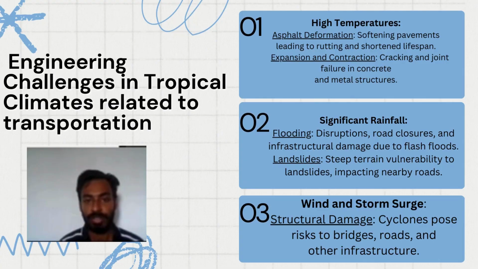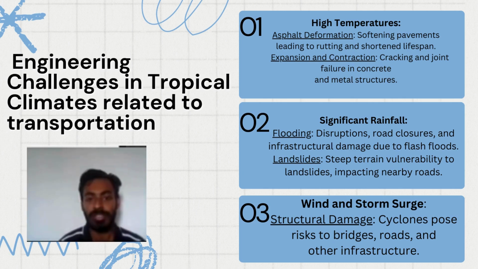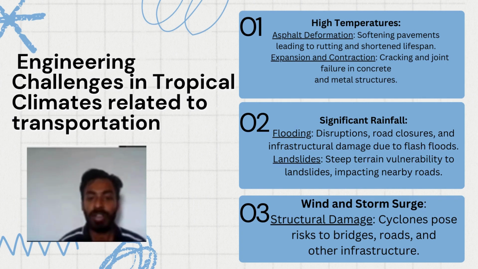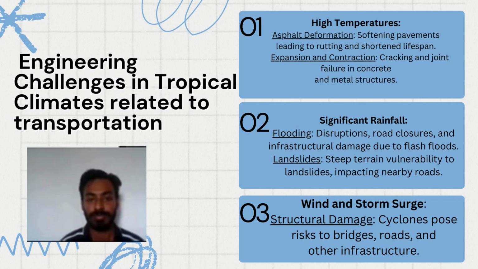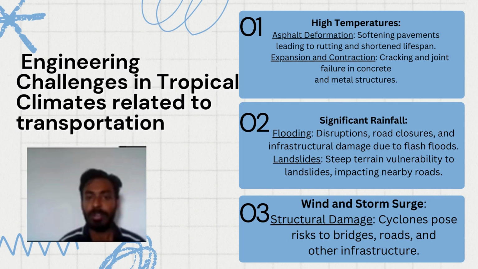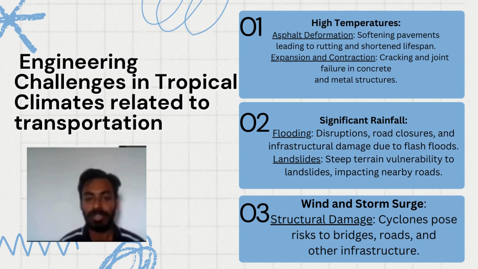The assignment is transportation engineering challenges in tropical climate. The main issues are high temperature, significant rainfall, shortened lifespan, wind and storm surge. Due to high temperature, pavement softens, leading to rutting and shortened lifespan. For significant rainfall, there will be flooding, disruptions, road closures, and infrastructural damage due to flash floods.